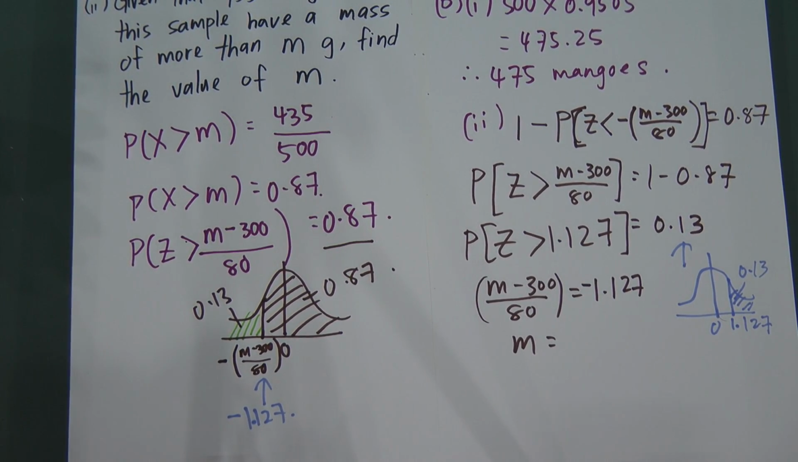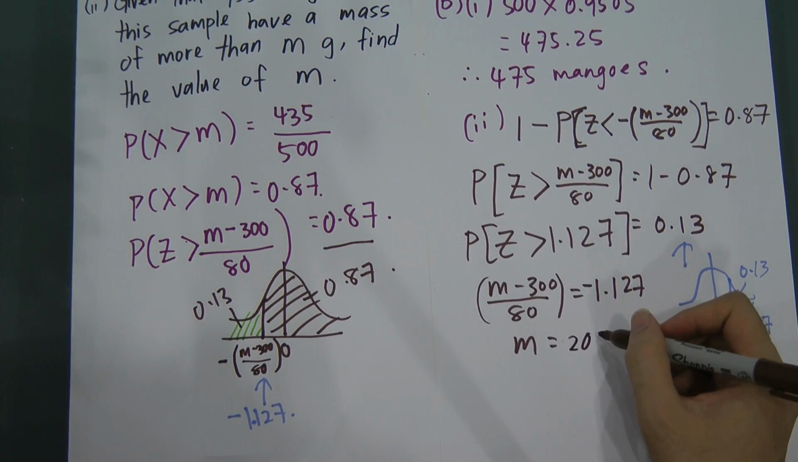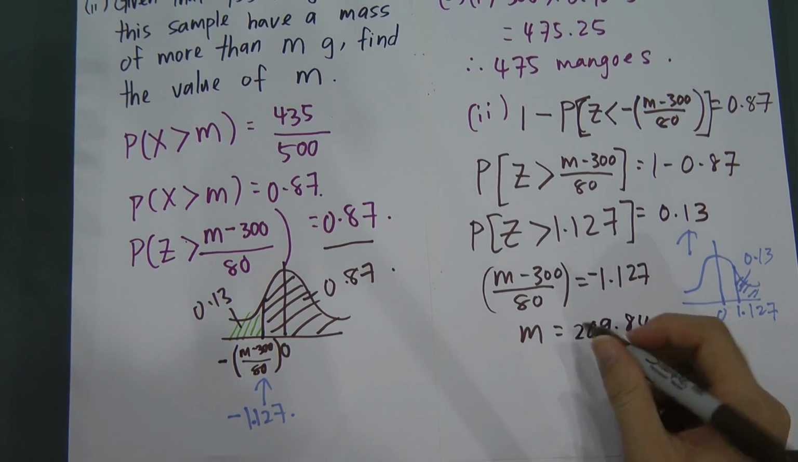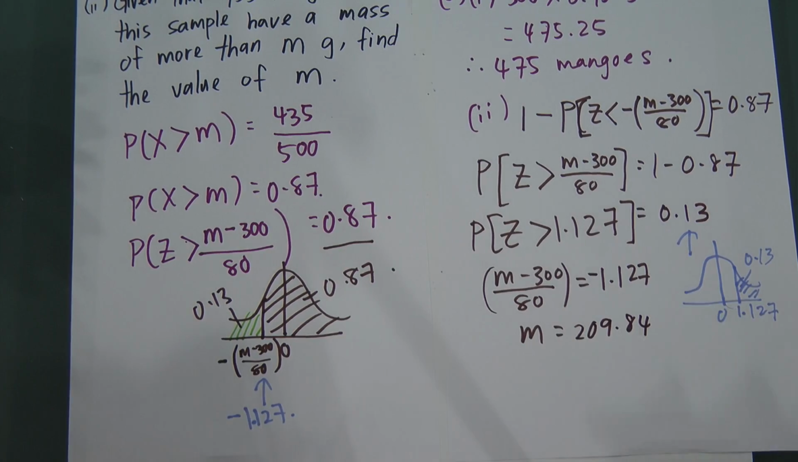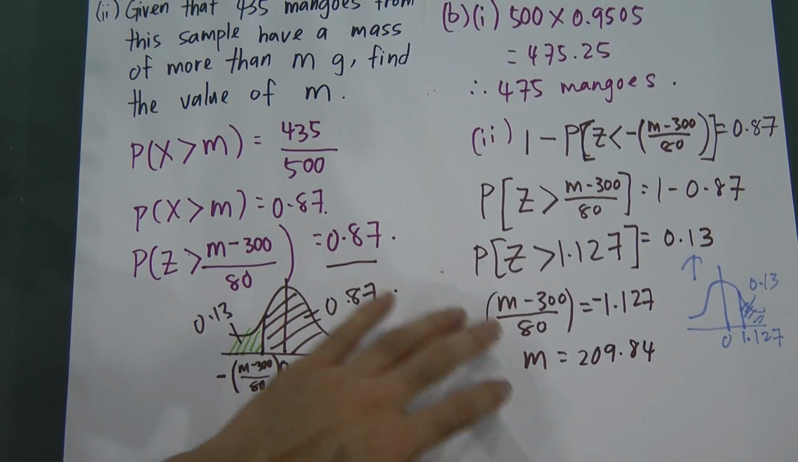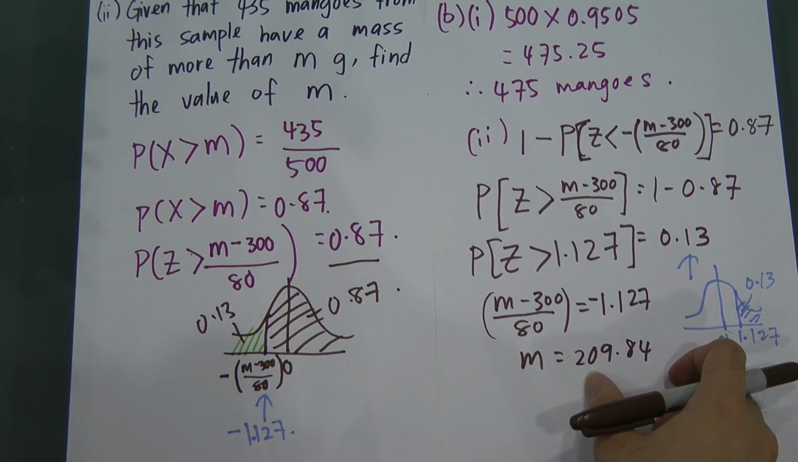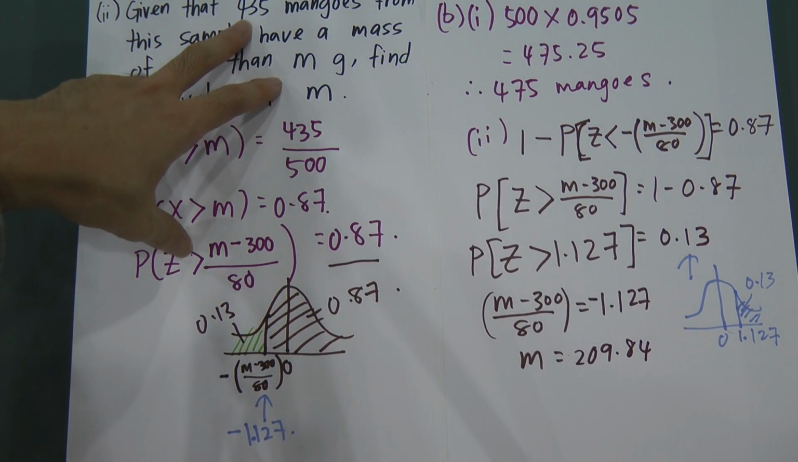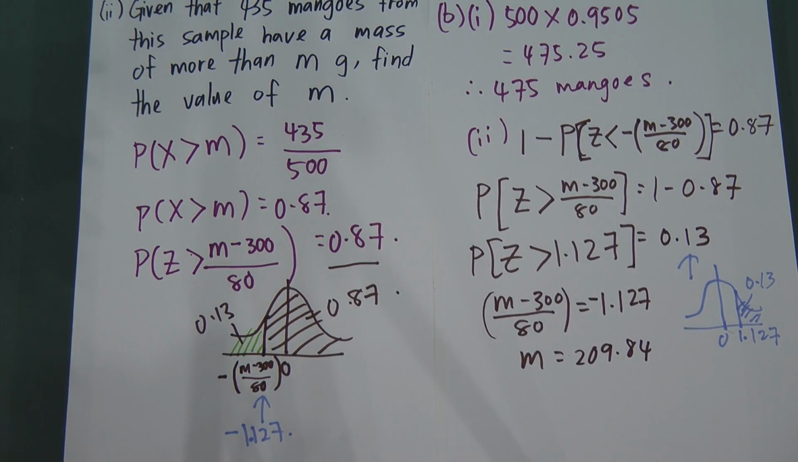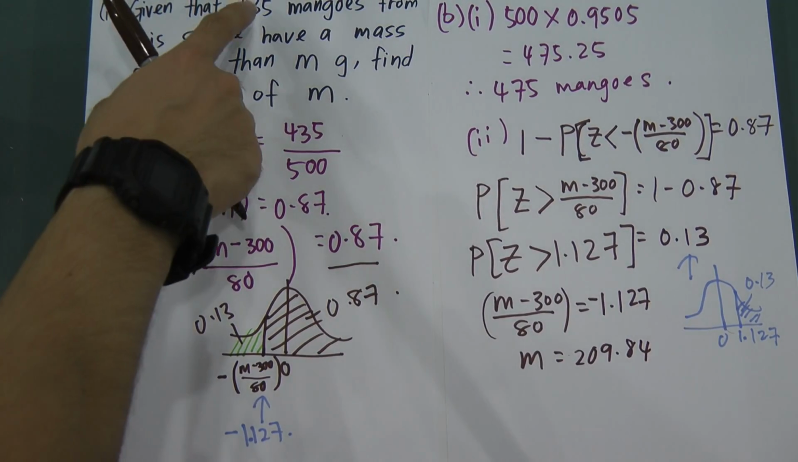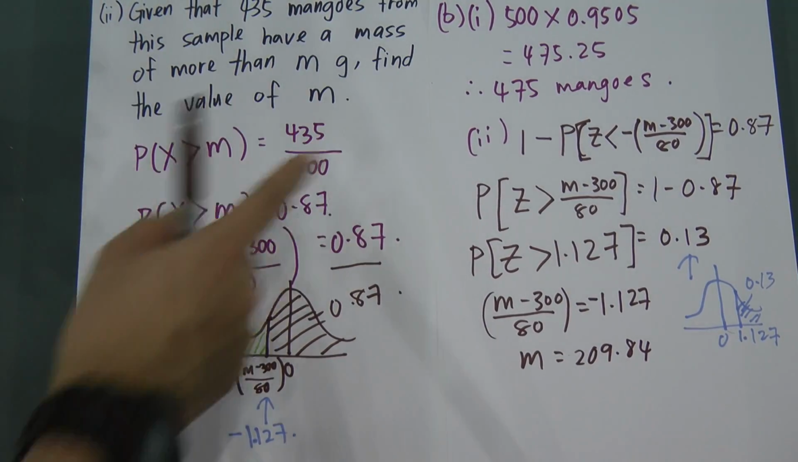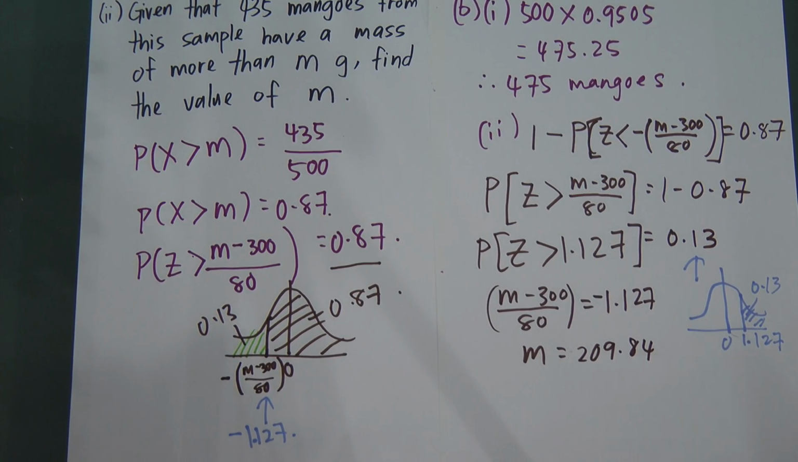So I press negative 1.127 multiplied by 80 and then plus 300. Then I get 209.84. I say m is the x value. From this example, you want to find the mangoes which have a mass of more than about 210 grams. You only have 435 mangoes out of 500. This is the meaning of m, because you want 435 mangoes with mass more than m grams, so more than 209 grams. This is the value for m.